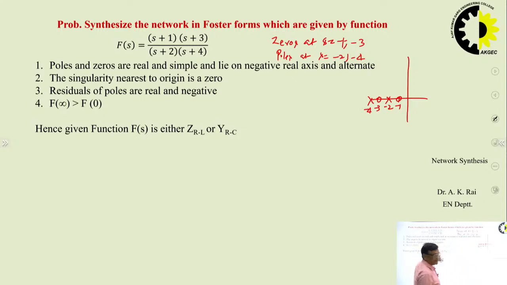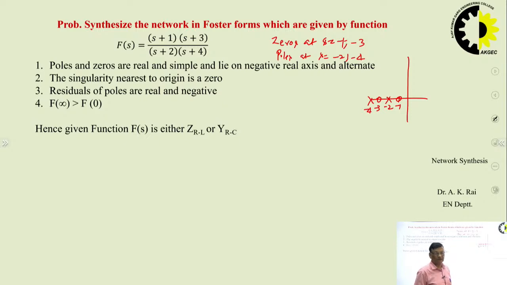Residual poles are real and negative. If we carry out the partial fraction expansion of this, the residuals are real and negative, and f infinity is greater than f 0. So, if these four properties are satisfied, then the given F(s) is either ZRL or YRC. Is it clear? So, in place of F(s) we can write ZRL or YRC.